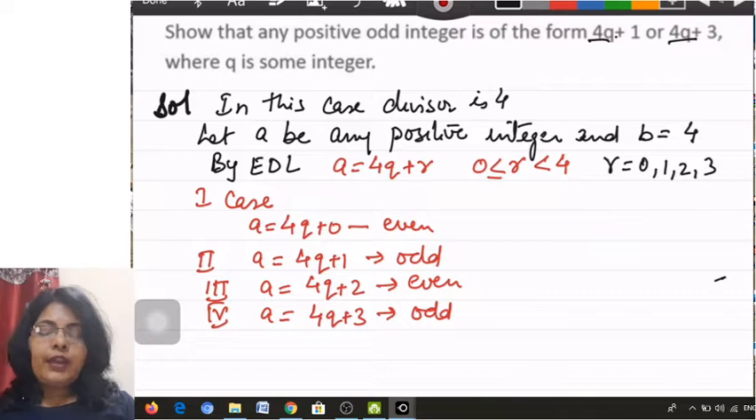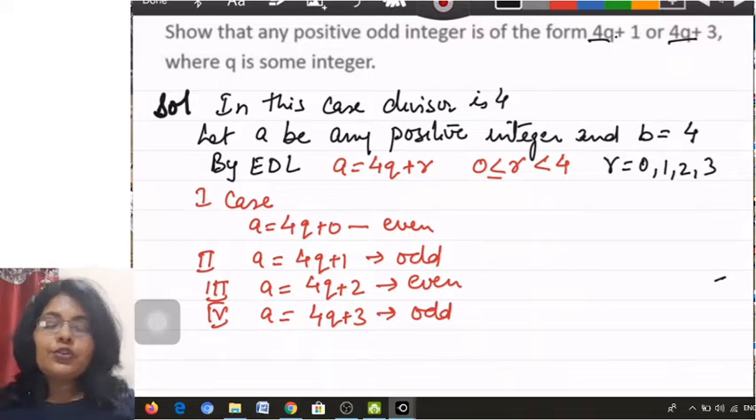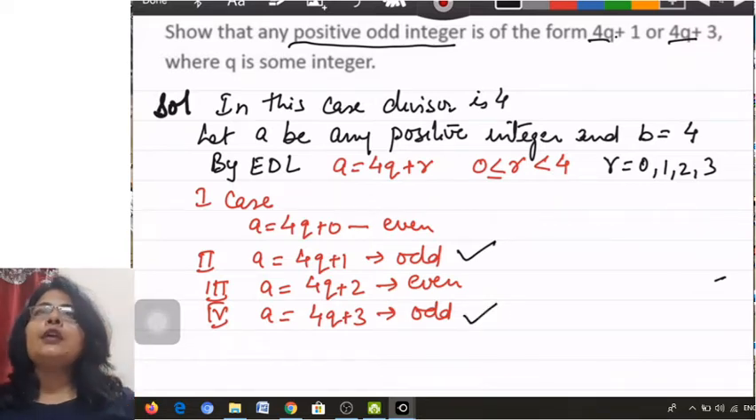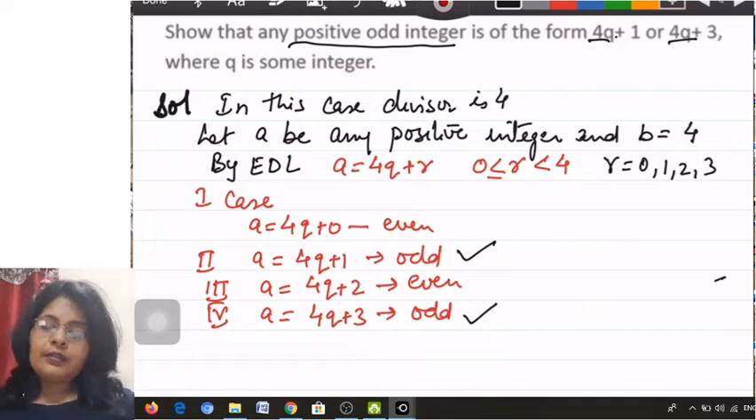In the first case we will have a equal to 4q plus 0. It is even. Then a is equal to 4q plus 1. We can very well see that it is odd. 4q plus 2, it is even, and 4q plus 3, it is odd. And the question here says, show that any positive odd integer is of the form, so we'll just see the same thing. This was all the similar type of question which was given in our book.